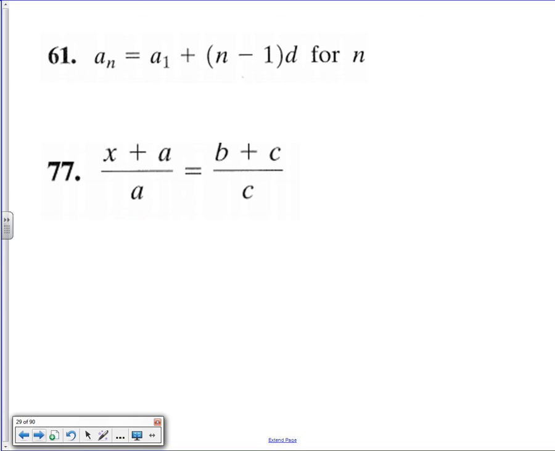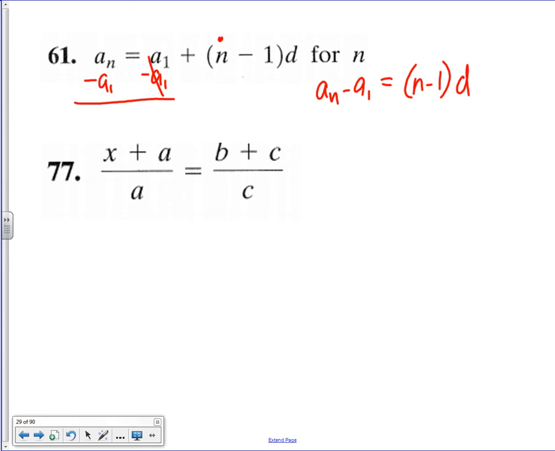Okay, just a couple more here. These two will be our last two on the notes, and then you'll move on to your homework worksheet. In 61, I want to solve for n. So the first thing I got to get rid of is the a sub 1. We'll subtract it because it is positive. So I get a sub n minus a sub 1 equals n minus 1 times d.